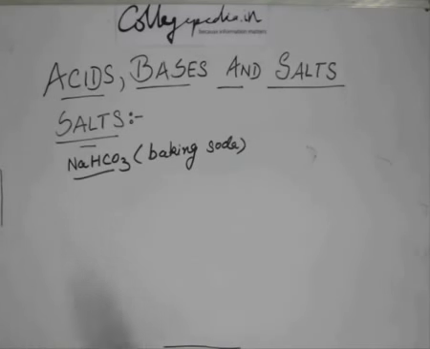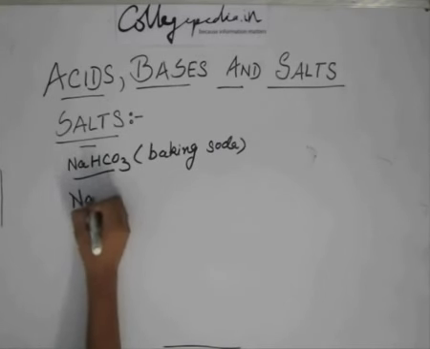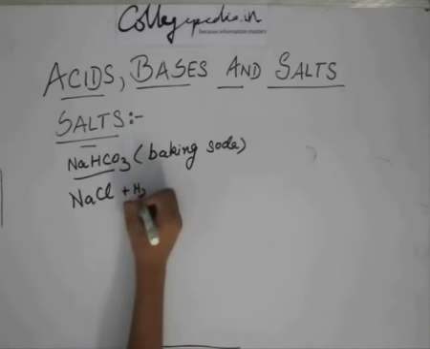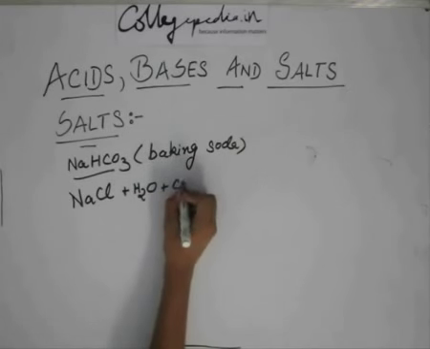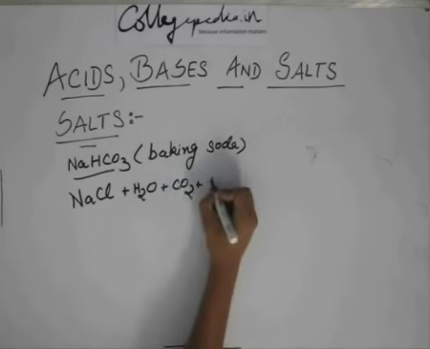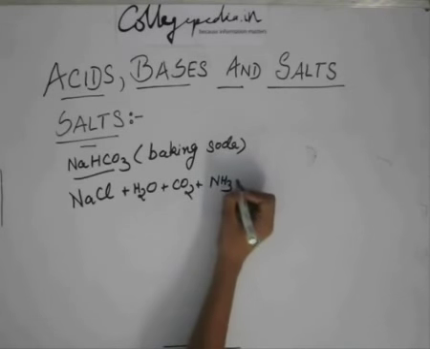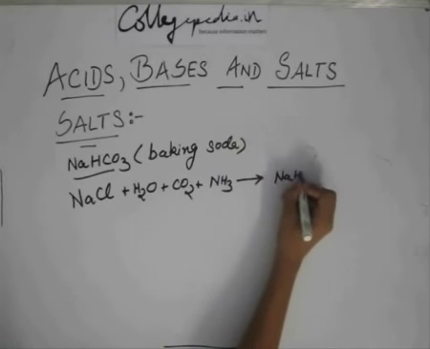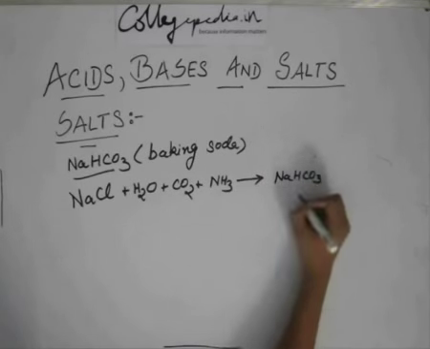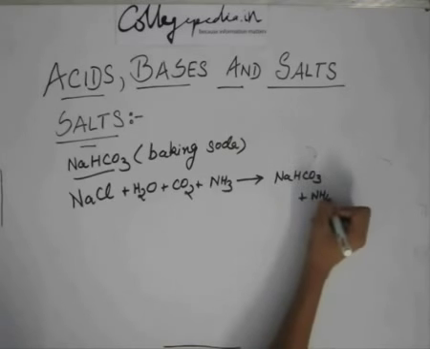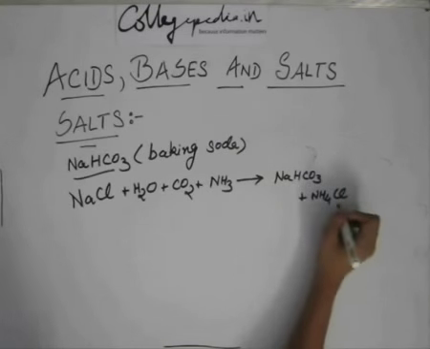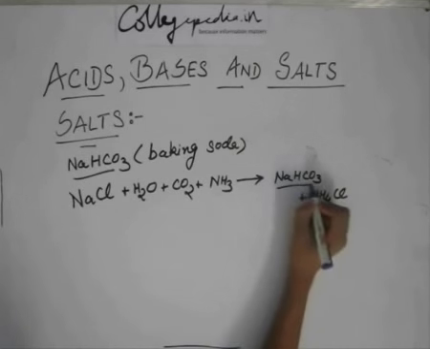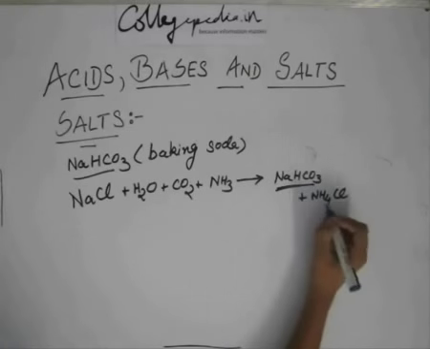So, how is this formed? We again have our NaCl, we have water, we pass carbon dioxide and ammonia gases, and this will generate your NaHCO3 and NH4Cl. NH4Cl is your ammonium chloride. So this is your baking soda which is produced, and this is ammonium chloride.